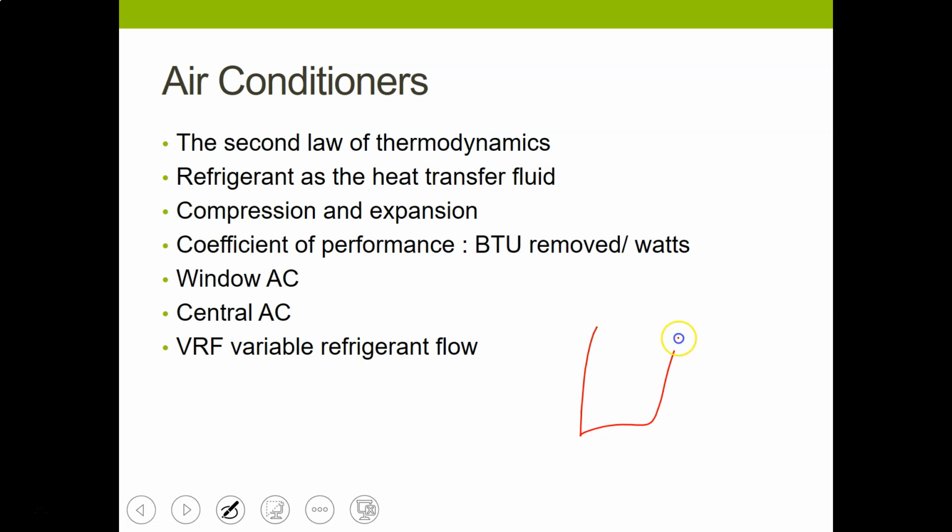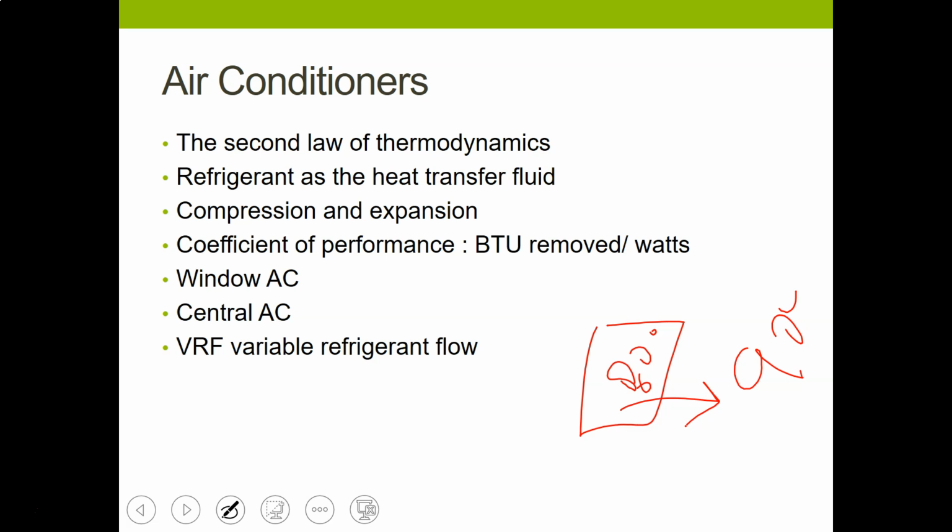Because if we look at the house, if it's 80 inside and outside it's 90, we're trying to pump heat from 80 to 90. That's against nature, against physics. So to do this kind of work, you have to put in equal work and pump that heat out. And we use the refrigerant as our heat transfer fluid to pump that heat out using compression and expansion. Probably when you take the fundamental air conditioning course, you'll go through that process and learn how it works.